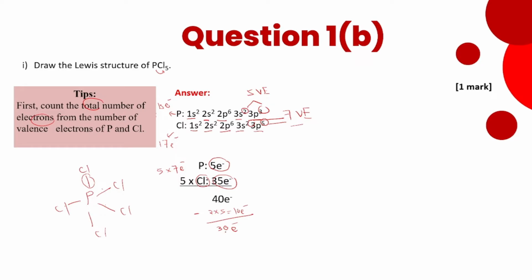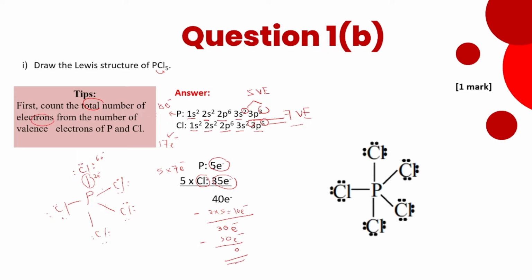So the 30 electrons here will be used in order to complete the octet. So you have 2 electrons here, and 1, 2, 3, 4, 5, 6 electrons will be used up at the terminal atom. You're going to repeat that 5 times: 6, 2, 4, 6, 2, 4, 6. So minus 30, and then all the electrons will be used up. So this is how you draw the Lewis structure of PCl5.